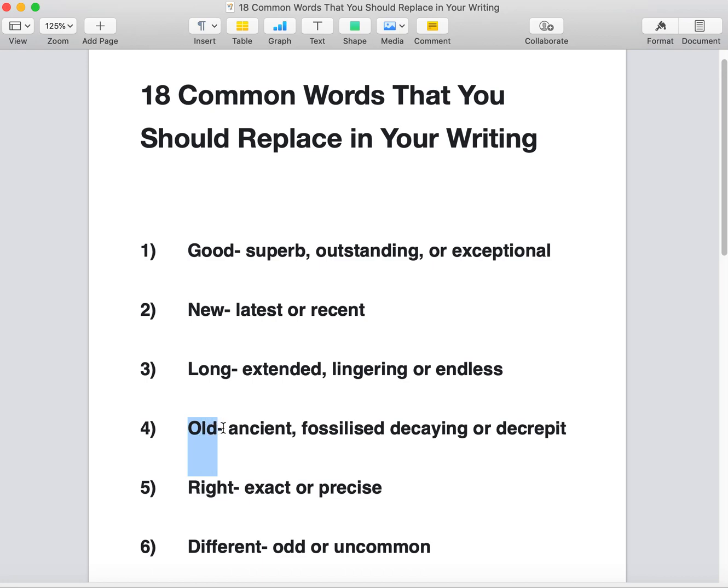Old is certainly one of those common words that means more to readers if you're specific about how old a subject is. Try using ancient, fossilized, decaying, or even decrepit instead of the word old.